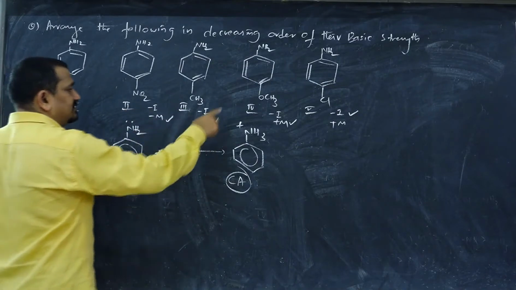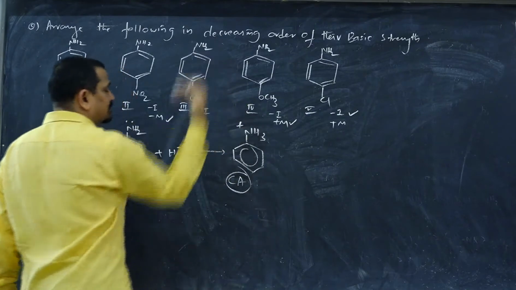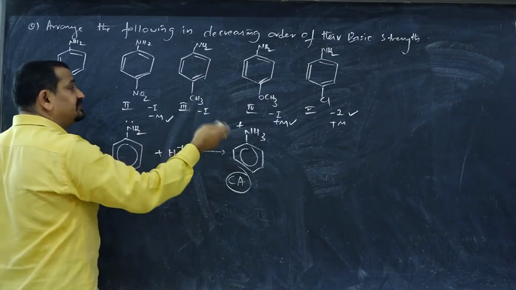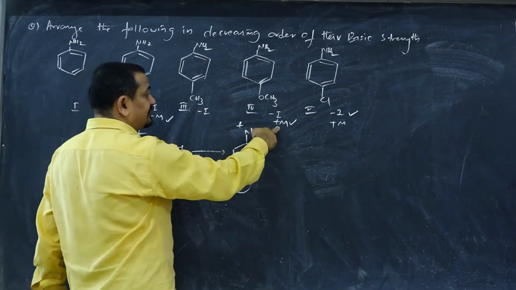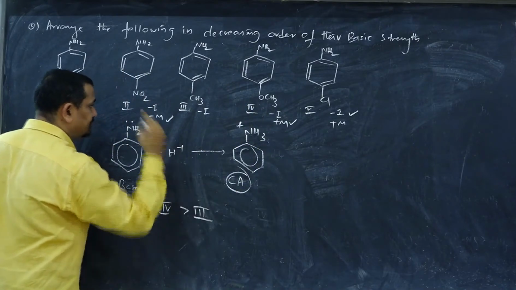among these groups, these are releasing groups. So, definitely these two should stabilize the conjugate. So, among those two, which is more stabilizing? Mesomeric effect is more operating. So, 4 is more stable than 3.